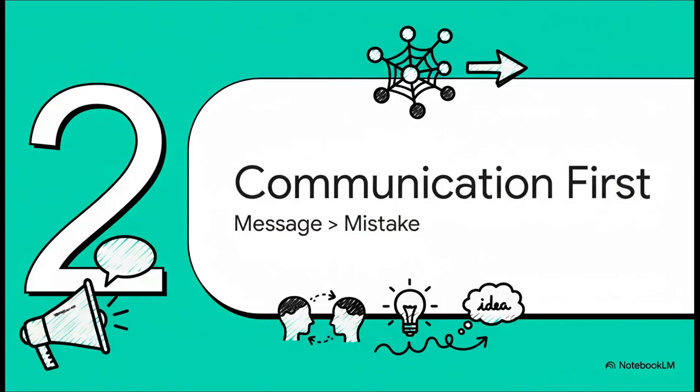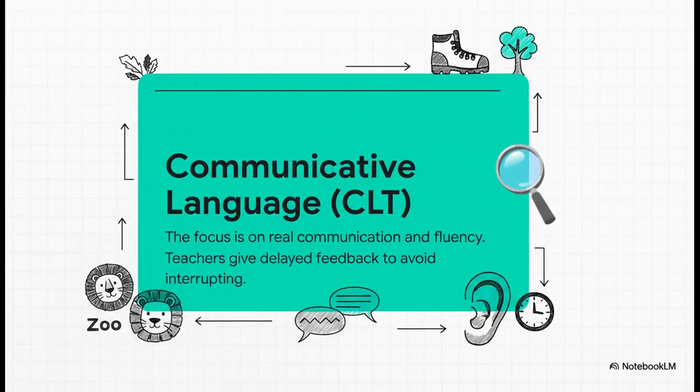For this next group of methods, the main goal isn't perfect grammar, it's just successful communication. The message really does matter more than the mistake. And that brings us to a huge one: communicative language teaching, or CLT. In this kind of classroom, it's all about realistic communication. So if you gave your students a task like plan your weekend, they would naturally use phrases like I enjoy hiking or I want to visit the zoo. The teacher's job is just to keep the conversation going, and importantly, you correct any mistakes after they finish talking so you don't break that flow.